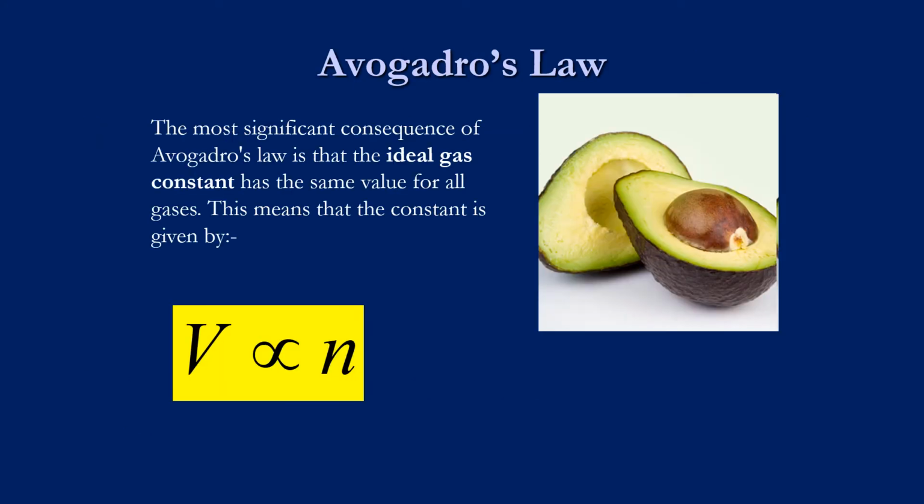Thinking more about Avogadro's law, with this Avogadro's constant, it is useful for ideal gases because the constant is the same value for all gases. So that means that the volume is proportional to the number of moles, and that's constant for all ideal gases.